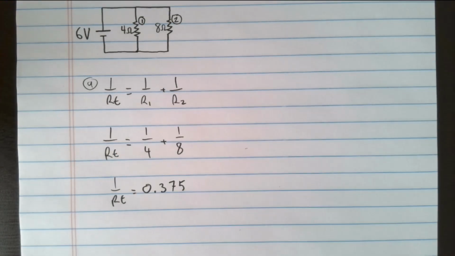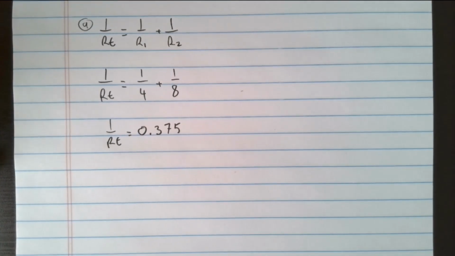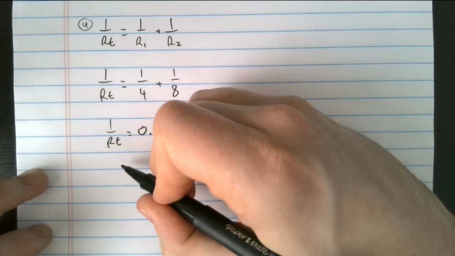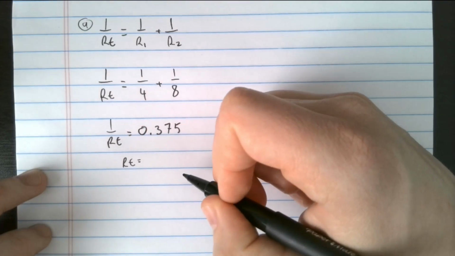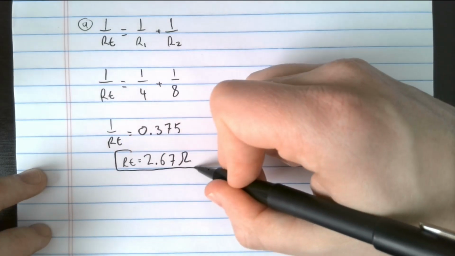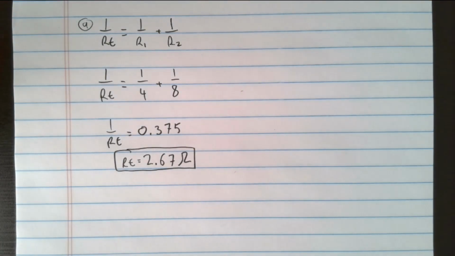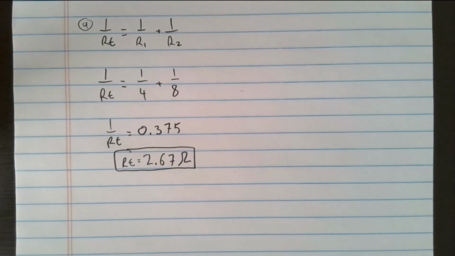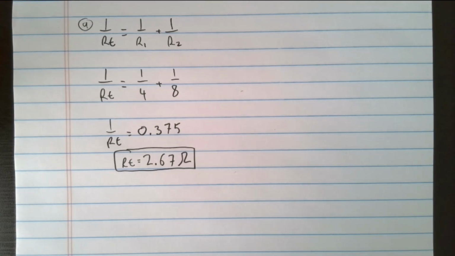We cross multiply, we divide both sides by 0.375. Feel free to show those steps if you want to get the practice, but you'll end up getting 2.67 ohms. So that is our answer. RT equals 2.67 ohms. Even if you do find this as a fraction, please convert it to a decimal. Decimals are preferred in engineering applications like this.